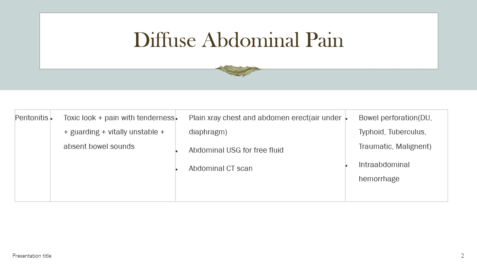Second, you will order the ultrasound abdomen for free fluid, that is FAST scan, or if there is some concealed perforation but the patient has severe abdominal pain, or you are in suspicion that there might be peritonitis or not, then order CT abdomen. So what might be the underlying cause? The patient might be having bowel perforation, DU perforation, typhoid, tuberculosis, traumatic, malignant.